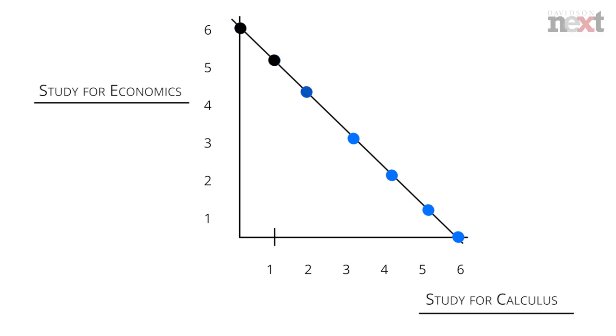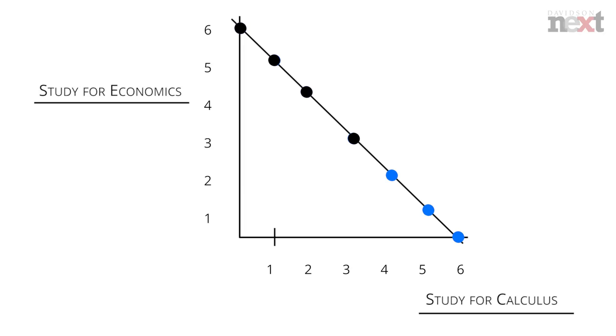This also shows us the opportunity cost of studying 1 hour for calculus. It's the 1 hour of econ studying that was sacrificed. And conversely, for the hour of studying economics, the opportunity cost is 1 hour of studying for calculus that is sacrificed. In this case, the opportunity costs are constant, or they're the same as we move incrementally along this curve.